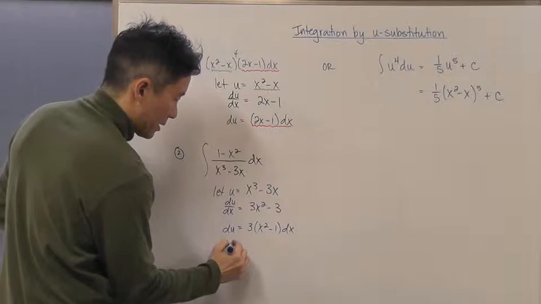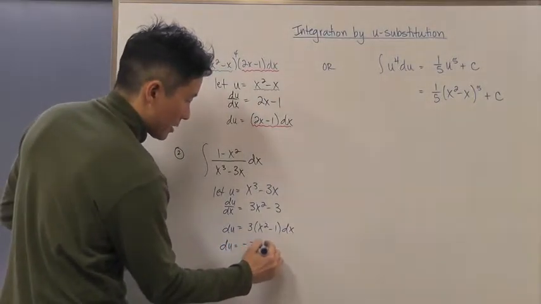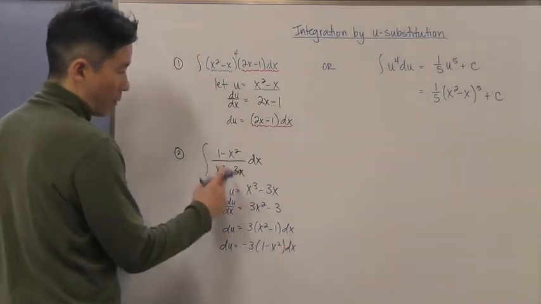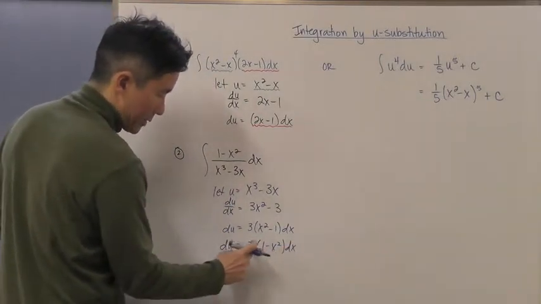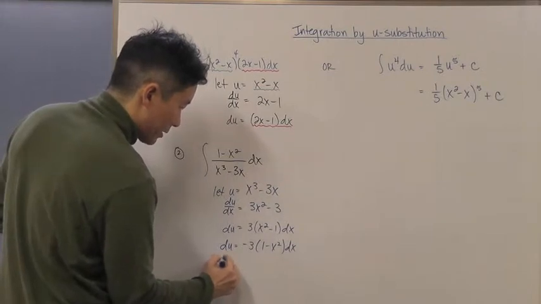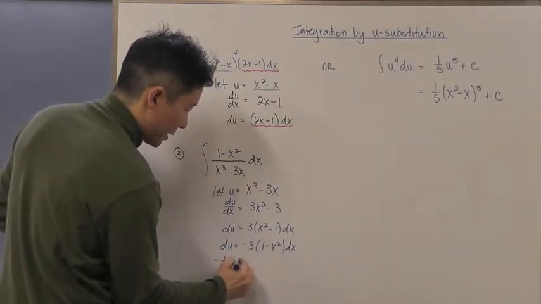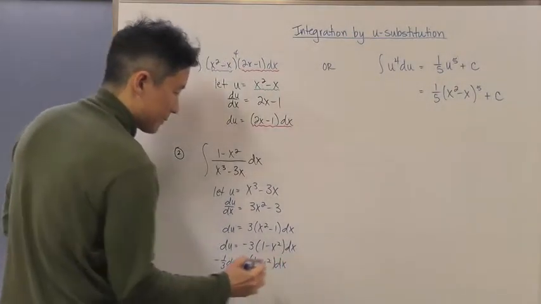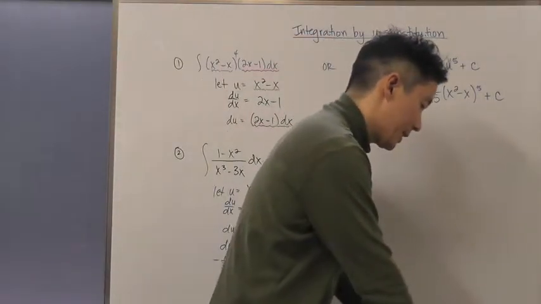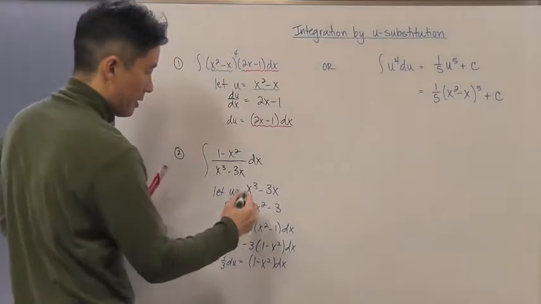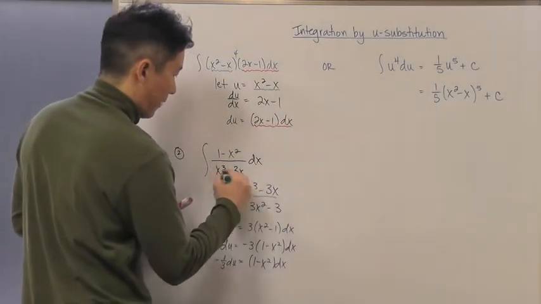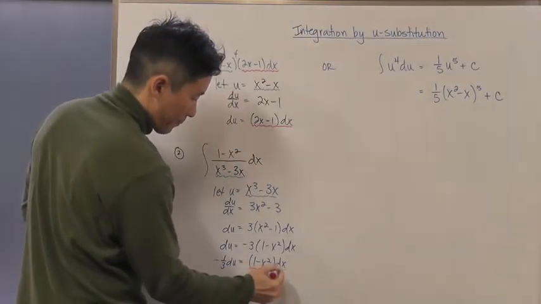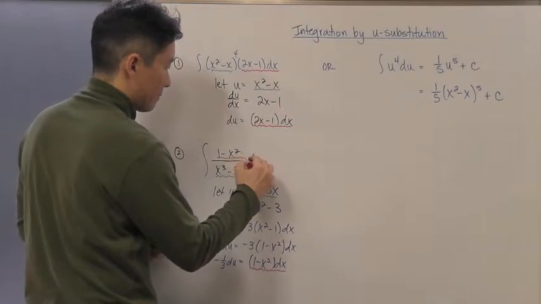So this is the same thing as d of u is equal to negative 3 times 1 minus x squared d of x. And now I want to get this by itself, so I'll just divide everything by negative 3. So that's negative 1/3 d of u is equal to 1 minus x squared d of x. Okay, so let's go ahead and see if we can find all of our substitutions here. This right here is that. This part right over here is all of this.